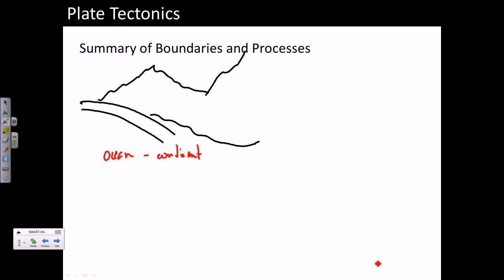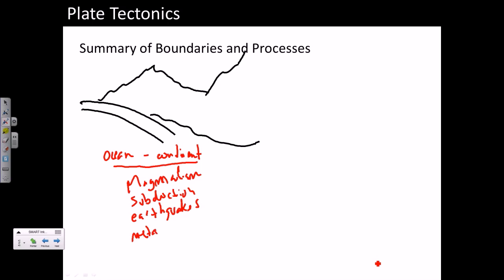And what kinds of processes are going on here? Well, we certainly have magmatism. We've got subduction. We've got seismicity or earthquakes. And we've got metamorphism. Okay, and both regional dynamothermal, so sort of large-scale metamorphism, but we also have hydrothermal metamorphism.